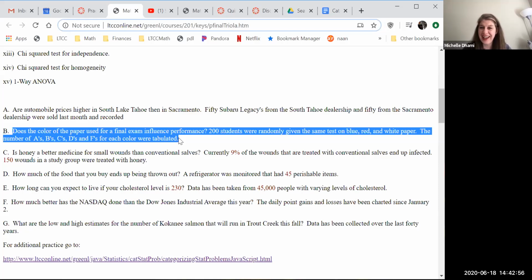Okay, so I didn't cover the survey question yet. Okay, it's a survey question. How many survey questions are there in this one? 1. Does the color of the paper used for the final exam influence performance? No, that's not the survey question. So the question is, what are you going to ask this first student? What color the paper was and what his or her grade was. Okay, so there's 2 survey questions, right? So there's 2 survey questions. Okay, now for the first survey question, what kind of survey question is it?